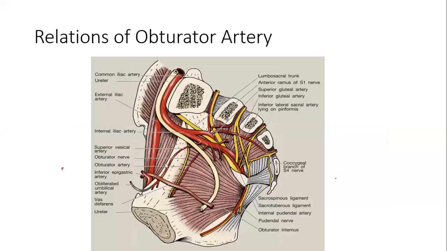Whereas if you look in this diagram, obturator nerve, ureter, and in males, ductus deferens. All of these structures lie medial to obturator artery. Here you can see the obturator artery. This muscle that you see in the background is the obturator internus muscle, the fascia of which is called obturator fascia. It lies lateral to the artery, whereas this is ureter. It lies medial to the artery.